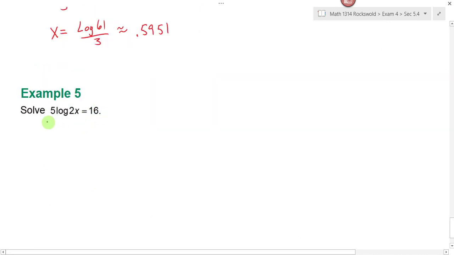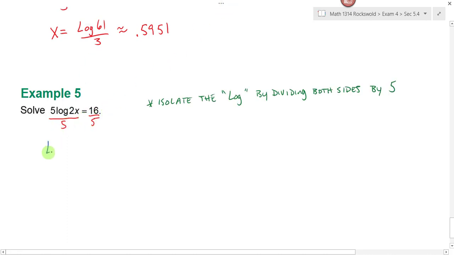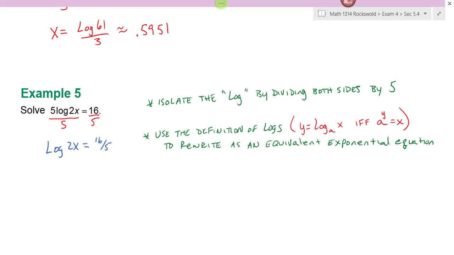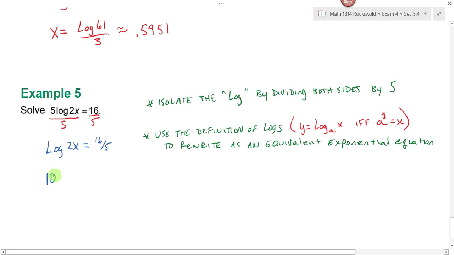In example 5, we're asked to solve another logarithmic equation. On this one, I want to get the log by itself, so I'm going to do that by dividing both sides by 5. What you do to one side, you have to do to the other. And that's going to give us log of 2x equals 16/5. I don't know what this is when it's written as a log, so let's try rewriting it as an exponent. I used the definition of logs, y equals log base a of x if and only if a to the y equals x, to rewrite this logarithmic equation as an equivalent exponential equation. So the base of the log will be the base of my exponent.